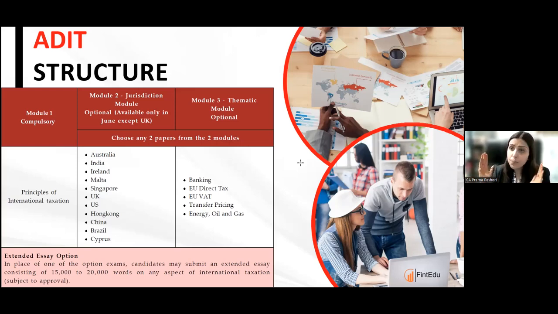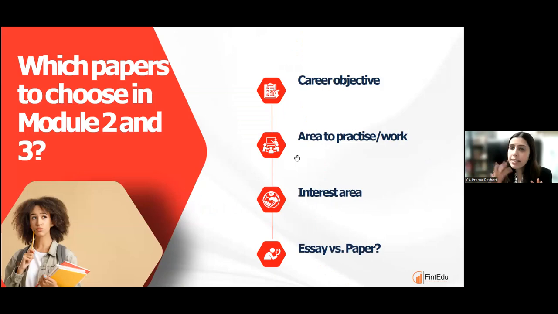But first you have to prepare a proposal. You have to prepare a comprehensive proposal and send it to the CIOT. Once you send it, the CIOT will evaluate your proposal and give you the approval that yes, you can take the extended essay option. Generally, under the extended essay option, you have to identify that there is some lacuna which has not yet been answered or dealt with in the law.